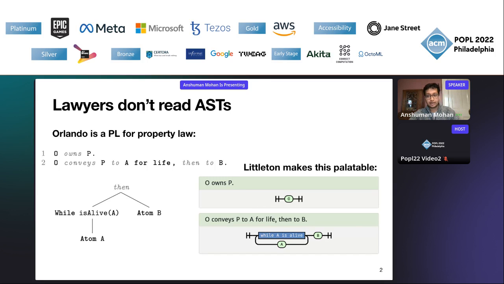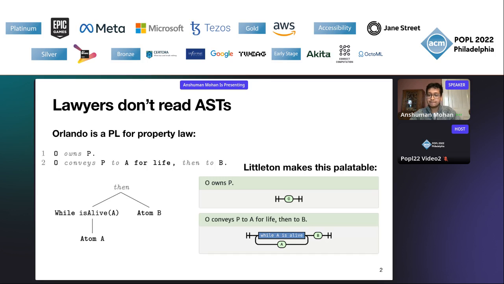This is a little bit better, right? This is what Littleton does with that tree. The same information is conveyed differently, where O's ownership of P is conveyed by O being sort of the only person on this line at first. After O conveys this property in this way, you have this new line diagram where A is the owner while alive, after which B becomes the owner.